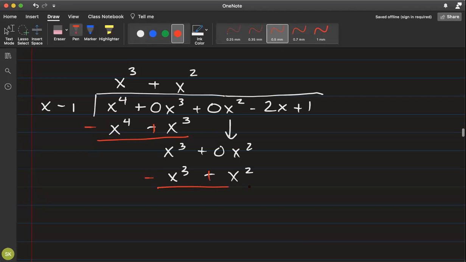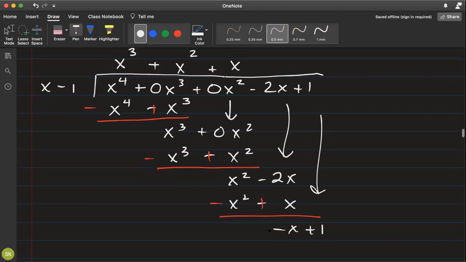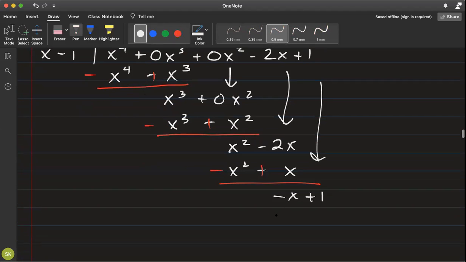Subtract everything. So now this becomes x squared minus 2x, pulling this down. Then this is plus x. So we get x squared minus x. Now subtract. This becomes a negative x, and then we pull down the 1. And then all we need to do now to get this negative x is multiply by a negative 1. So we get negative x plus 1, and then we subtract everything. And you can see we get 0, which is our remainder.